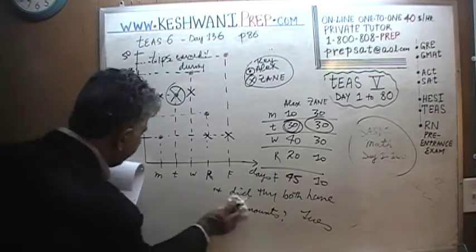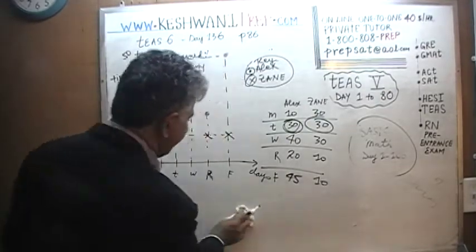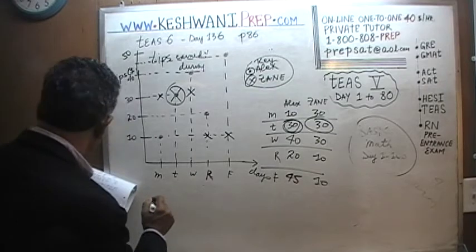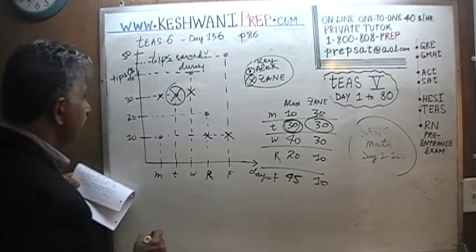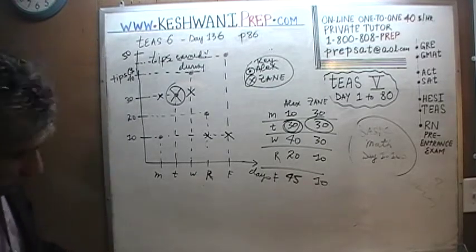Let's look at the third one. It says, what is the average rate of change? Let's do it.